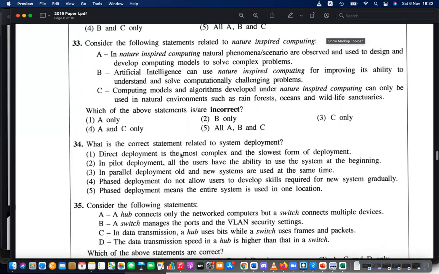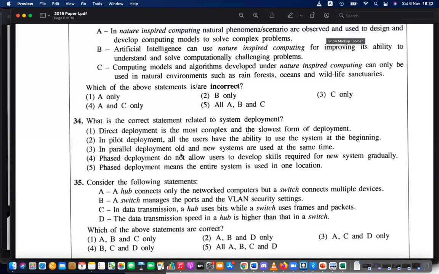34. What is the correct statement related to system development? Direct deployment is the most complex and the slowest form of deployment. Direct is slowest, meaning it's the fastest, right? You start direct deployment, you stop the whole system. The old system is stopped that very day and the new system starts being used. So direct deployment will be faster.